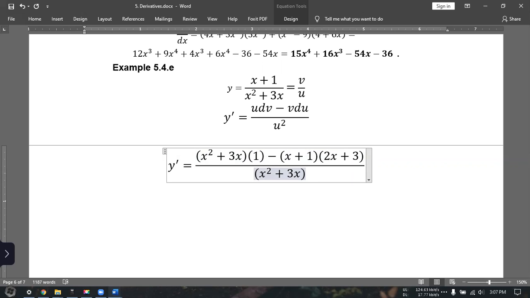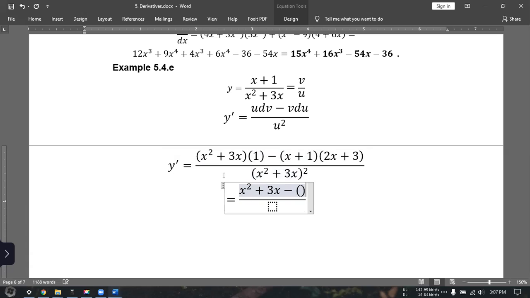Okay, we can simplify. The numerator is x plus 1 times the quantity 2x plus 3. By distributive property, any number times 1 is the same number. So x squared plus 3x minus, I'll be enclosing the product first, so that later we'll be distributing this sign to all the terms of the product.